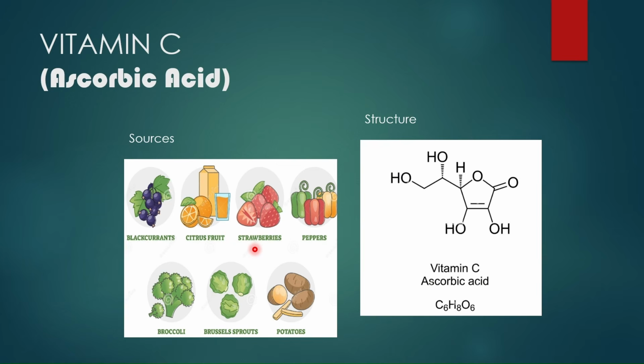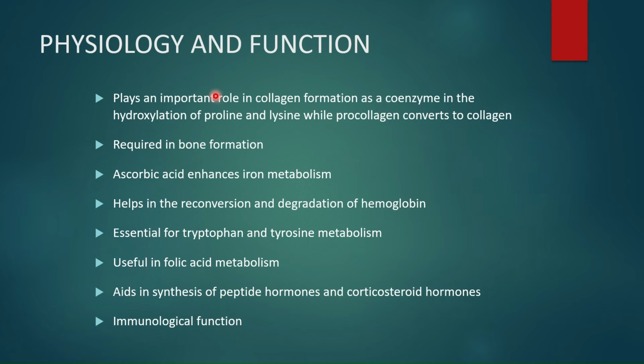Let's look at its physiology and function. Vitamin C plays an important role in collagen formation as a coenzyme in the hydroxylation of proline and lysine, where it converts procollagen to collagen. Vitamin C is also required in bone formation. Vitamin C enhances iron metabolism. It also helps in reconversion and degradation of hemoglobin.